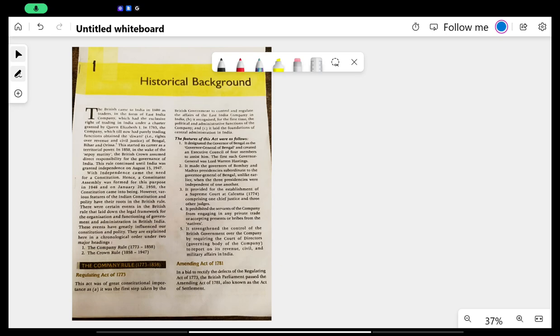Through the Battle of Buxar. Now, why 1765? Because in 1765 happened the Battle of Buxar. Through the Battle of Buxar, the East India Company, formerly known as the English East India Company, gained the Diwani rights of Bengal, Bihar and Odisha in the form of the Treaty of Allahabad, which was signed between Mughal Emperor Shah Alam II and Robert Clive.